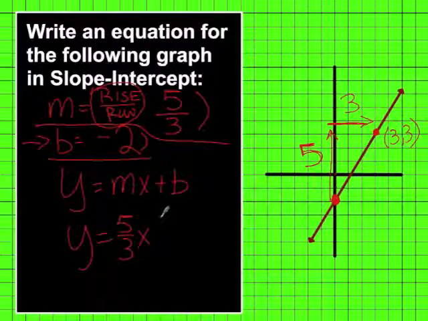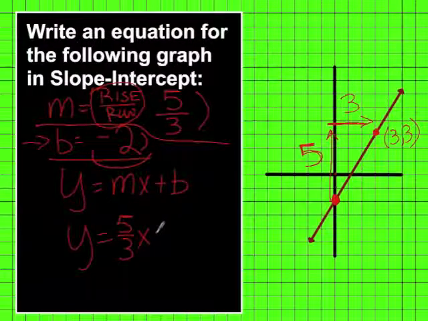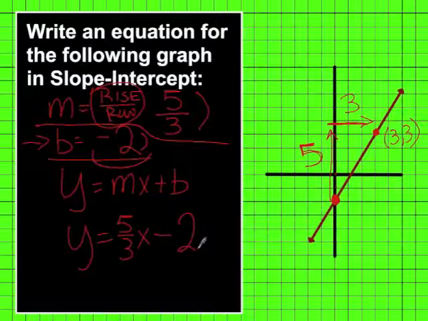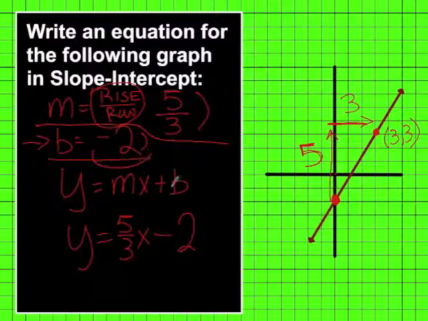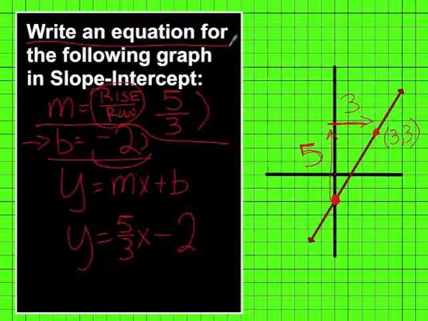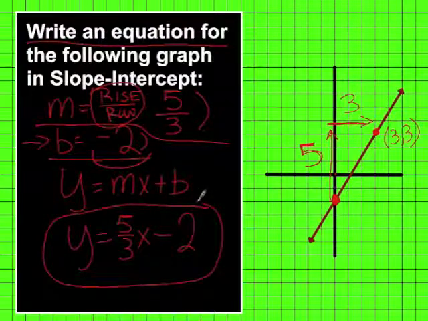Now, with what I talked about earlier, our y-intercept is negative 2, not positive 2. So instead of adding 2, I'm going to subtract 2, because that gives me my negative 2. Instead of a positive 2, it's a negative, so we'll get minus 2. And that question asked me, write an equation for the following graph in slope-intercept form. And that's what I've done right here. Y equals 5/3 x minus 2. That is the answer to that equation.